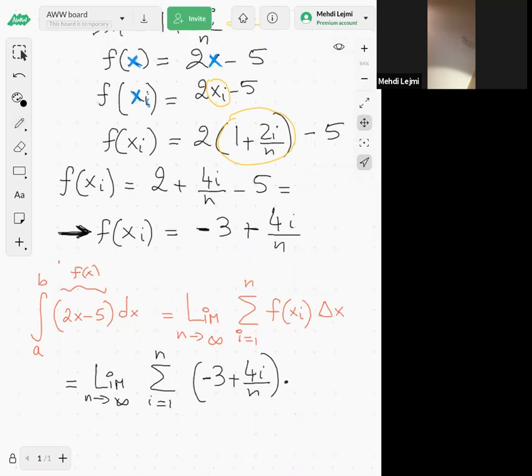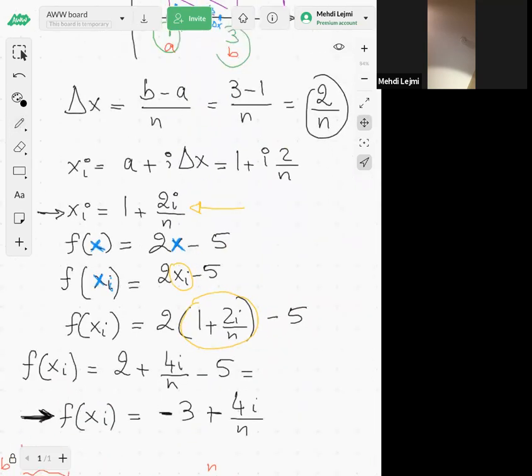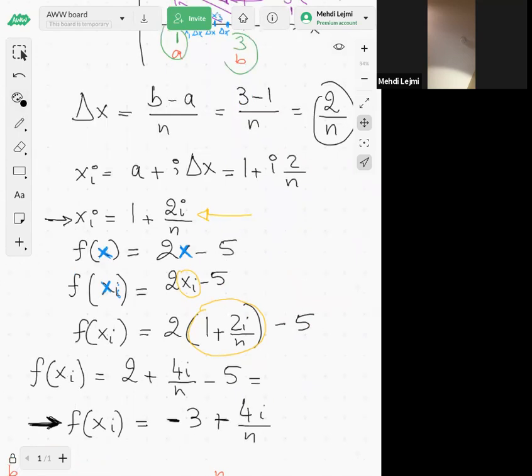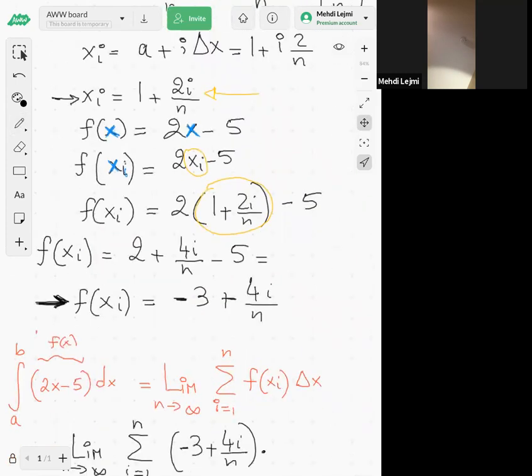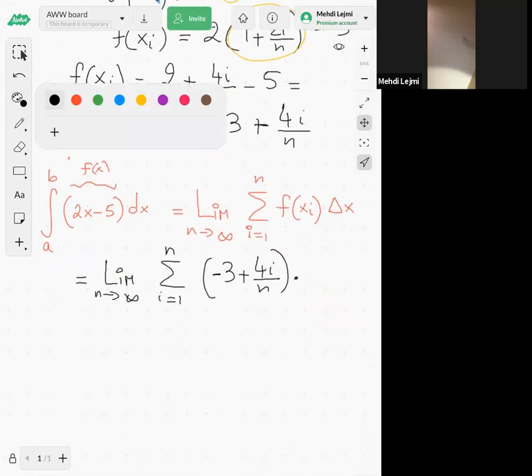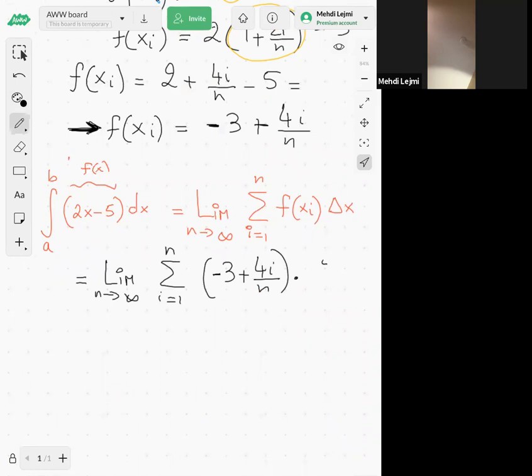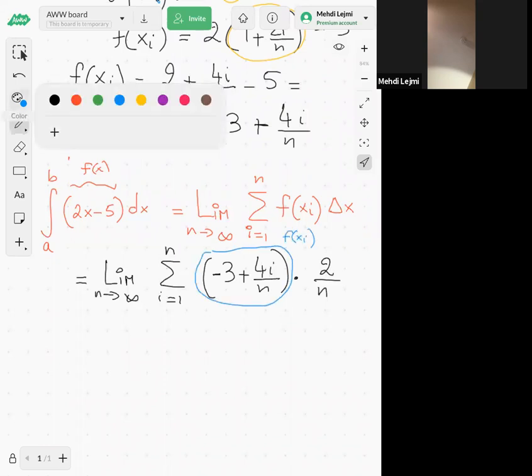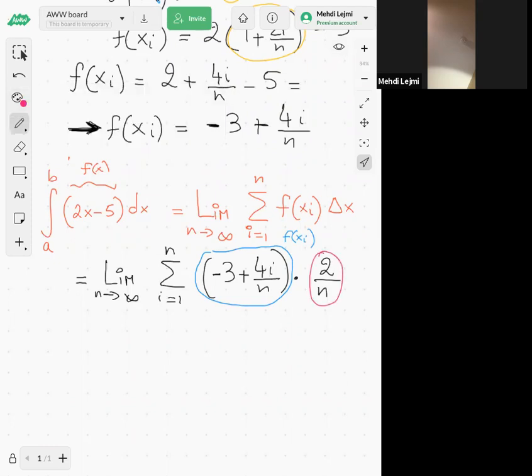And what's delta x? Delta x is just the 2 over n, right? That's my delta x. So here I have to multiply by 2 over n. Okay, so again, guys, this here is f of xi, and this is my delta x, okay?